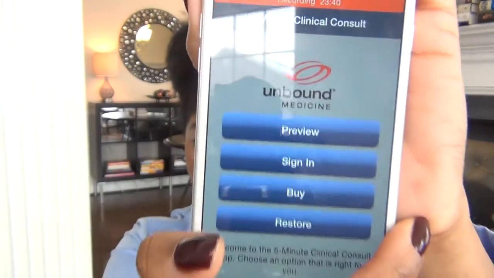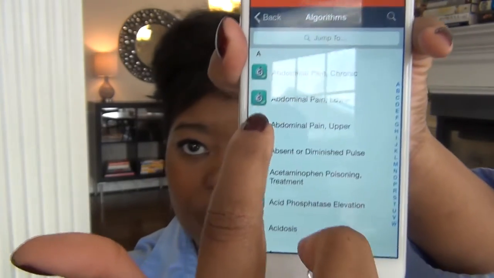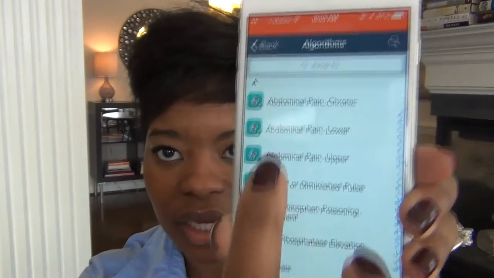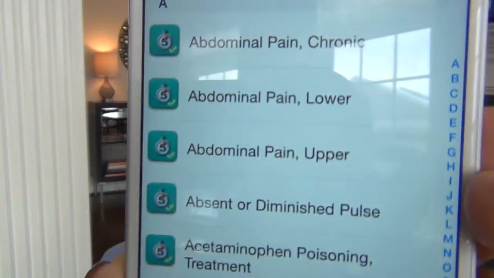But if you get the app on 5-minute clinical consult and not pay for it, and then you press preview, you see this button here that says algorithms, and you go there. All the algorithms with this little blue thing on the side are free for preview. So I'm able to see some of them, and it's pretty awesome because the ones that are free are awesome. Abdominal pain, chronic abdominal pain, lower abdominal pain, upper abdominal pain, absent or diminished pulse, acetaminophen poisoning.